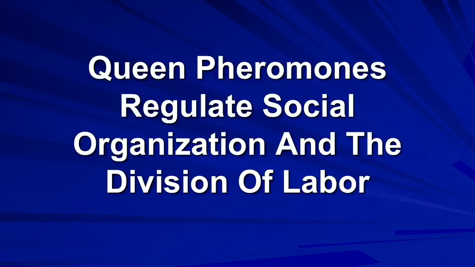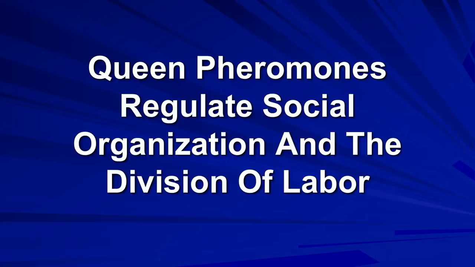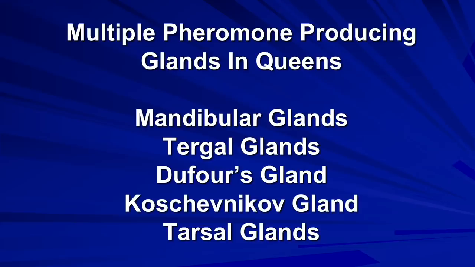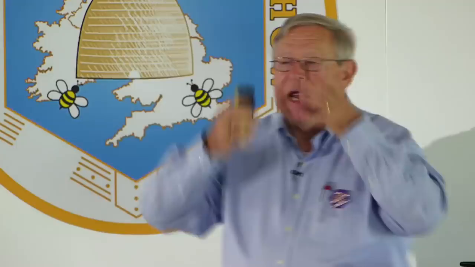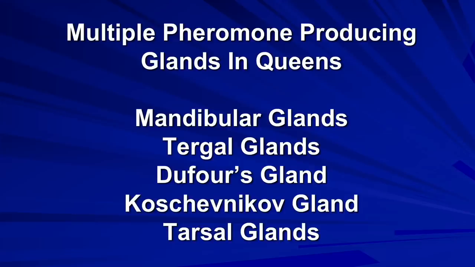She is responsible for regulating the social organization and the division of labor within the worker caste. Who is responsible for doing what when? It's partly related to the pheromones that are produced by the queen. As I said, she has multiple glands that produce pheromones. She has mandibular glands, which is her jaw. She has pterygoid glands, which is the dorsal surface of her abdomen. She has Dufour's gland, Koshkinoff gland. These are associated with the queen's sting apparatus, as well as tarsal glands.